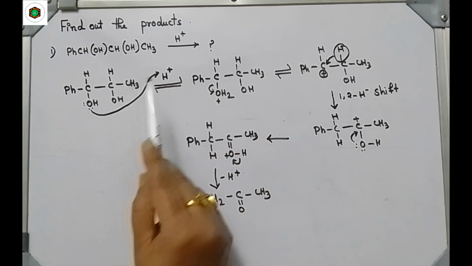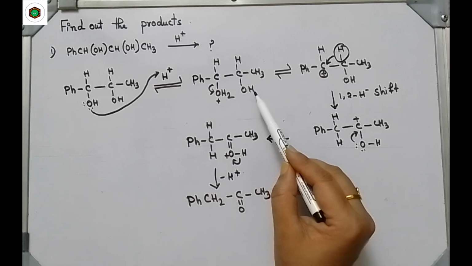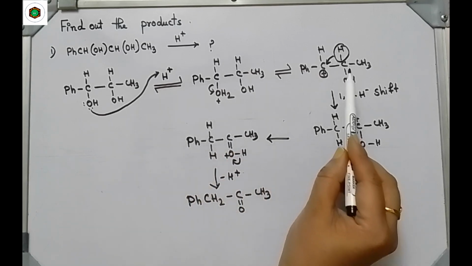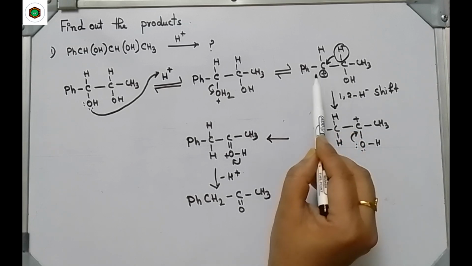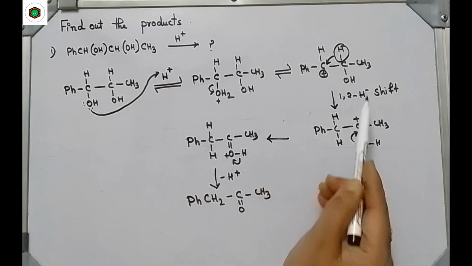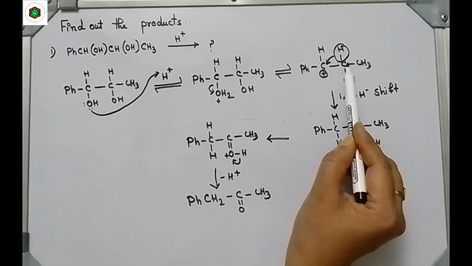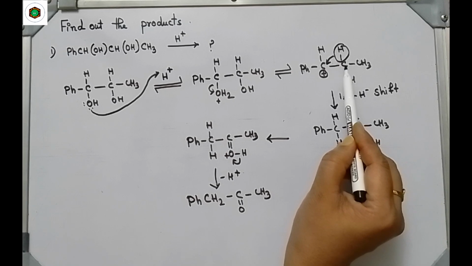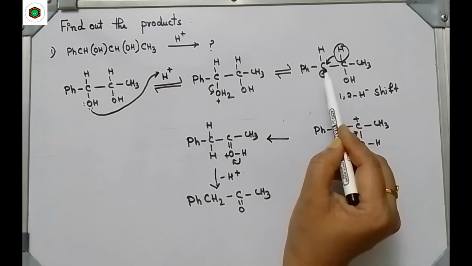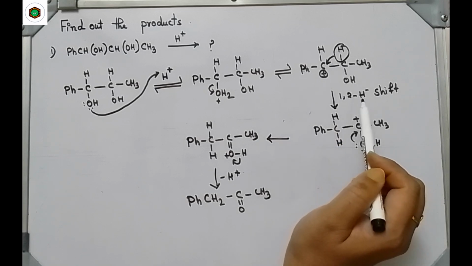If this OH reacts with this H plus, protonation takes place, and after removal of water, whatever carbocation we are getting is less stable than this carbocation. Then what is happening? From the adjacent carbon, this hydride is shifting. It is at position 1 and is shifting to position 2, the adjacent carbocation. So this is called a 1,2 hydride shift.